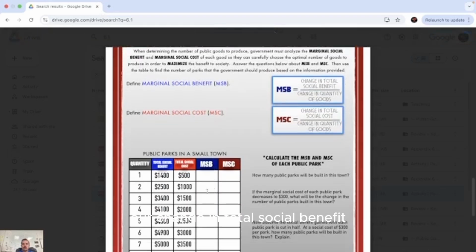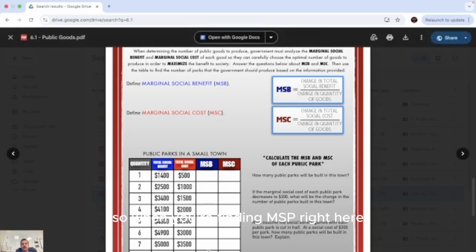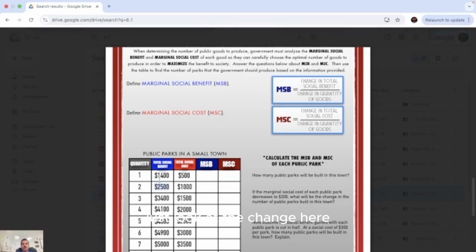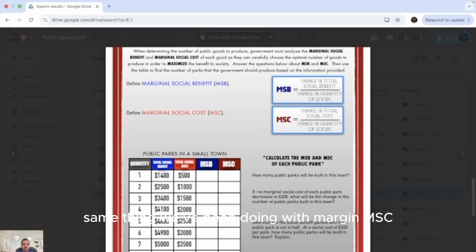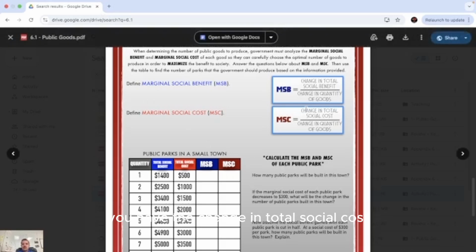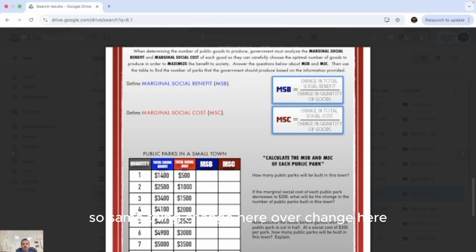Our change in total social benefit that an economist has figured out for public parks divided by the change in quantity. So when you're finding MSB right here, just look at the change here over the change in quantity. Okay, same thing we've been doing with marginal. MSC, you have the change in total social cost over the change in the quantity of goods. So same thing, change here over change here. Notice that it'll change by the same rate.